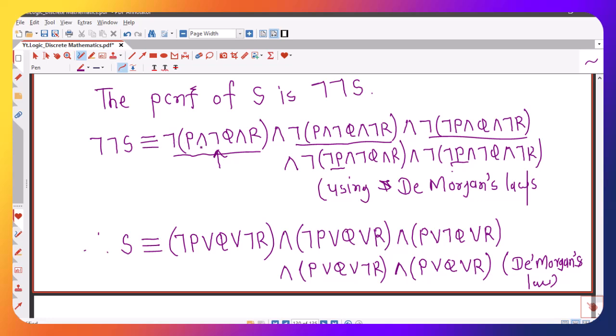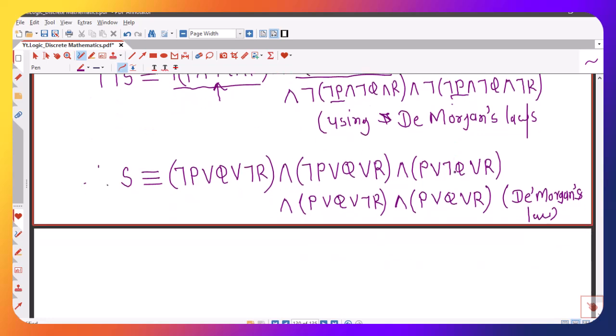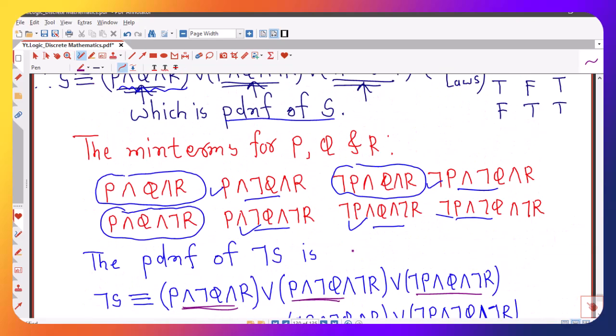Here I am applying negation of this, that is negation P or Q or negation R. Similarly, this is negation P or Q or R. This is P or negation Q or R. This is P or Q or negation R, and this is P or Q or R. And this is nothing but the principal conjunctive normal form of the given formula S. So you can see this is very easy.